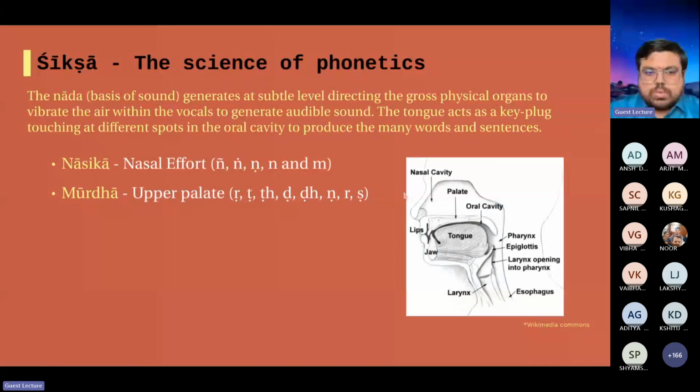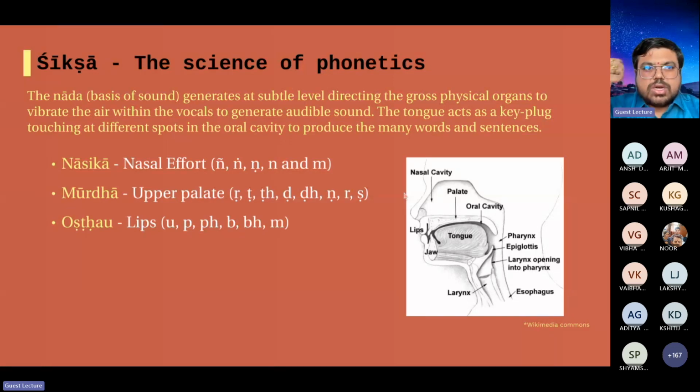Then we have oshtau, which means lips. The letters u, pa, pha, ba, bha, ma, all these require your lips in uttering the word. If you try to utter them without the conjoining of the lips, or shaping the lips, we can't even utter them. Therefore, knowing that these syllables exist at this location will keep sending a message to your inner learning center that, okay, this has to be pronounced, for which I need to conjoin the lips, I need to touch the upper palate, I need to use the nasal effort. So this is the science that Panini categorized in a very beautiful, logical manner.